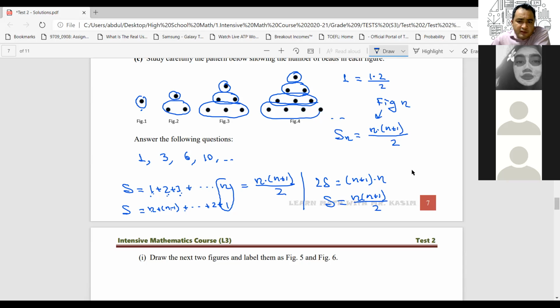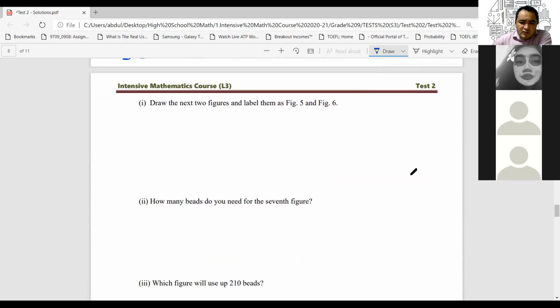Because in the nth row, we will have n dots or n beads. If you add them, 1 plus 2 plus 3 plus and so on up to n, then your sum will be just the sum of the first n natural numbers. So using this, we now need to solve this question.